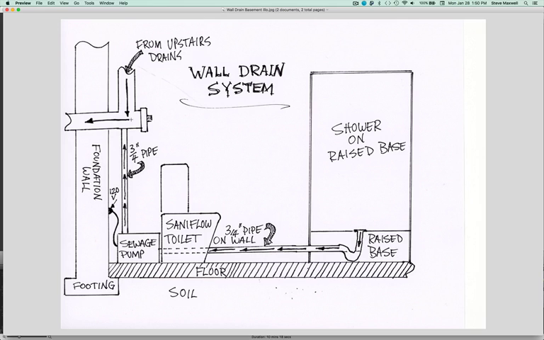For that, you need a system that's got some sort of a pump. And that's what I've pictured here. Let's start by looking at this. This is a macerating toilet. I've called it a Saniflow toilet because Saniflow is the world leader in this sort of thing.